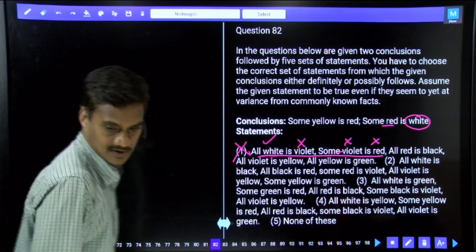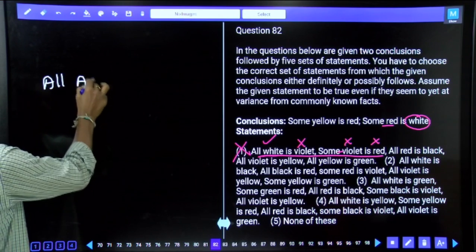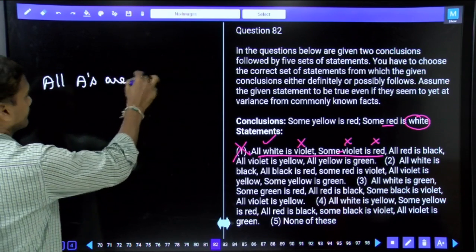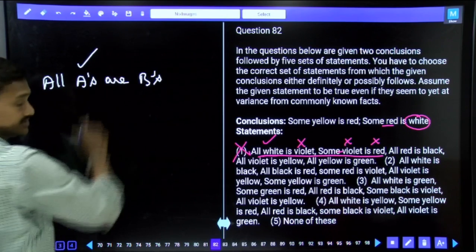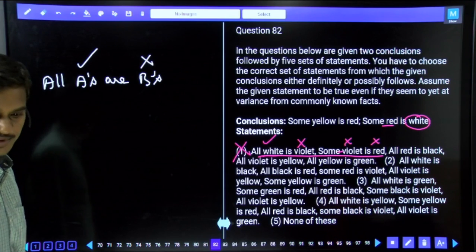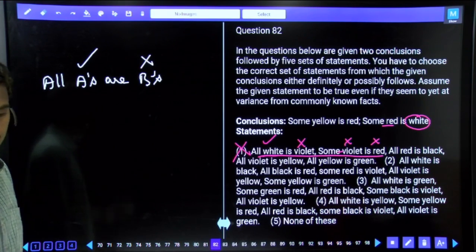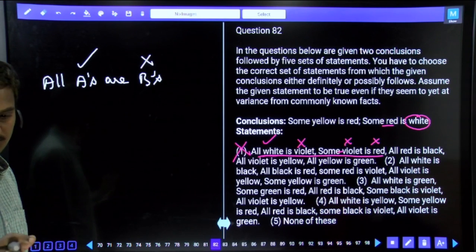Yes, Raghuram. Tick and cross means, in this statement all A's are B's, A is tick and B is cross. Yes, Manasa, first one is invalid because the middle term is not distributed. Tick is nothing but distribution. Distribution means we can be 100% sure about that.